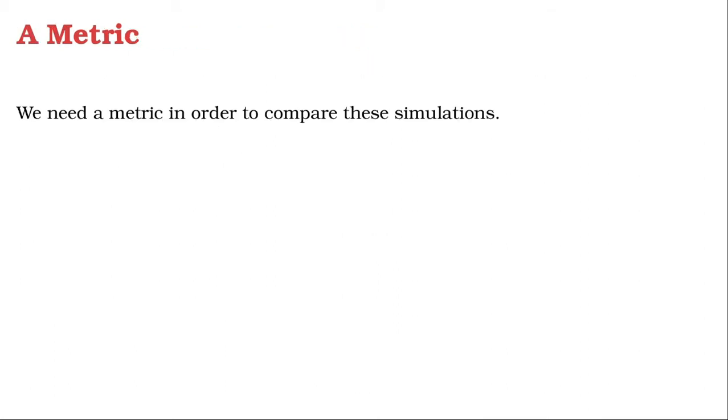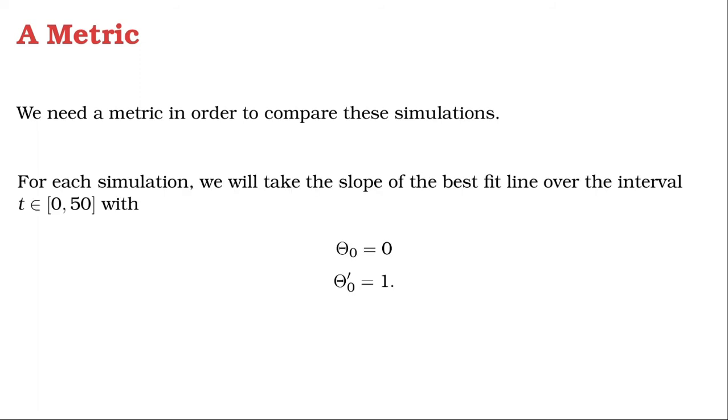We need a metric in order to compare these simulations. For each simulation, we will take the slope of the best fit line over the interval 0 to 50 with cap theta starting at 0 and cap theta prime starting at 1. If the slope is above 1, we can be pretty confident that the bird continued to spin for the entire duration of the interval. Let's simulate it.